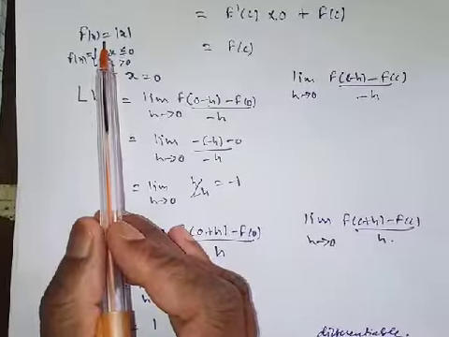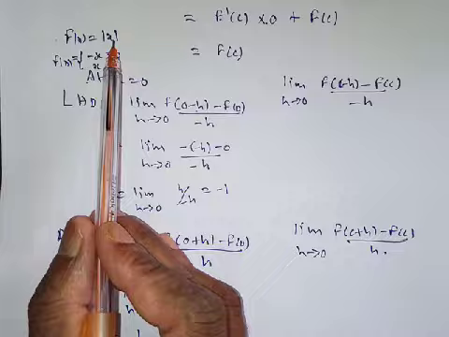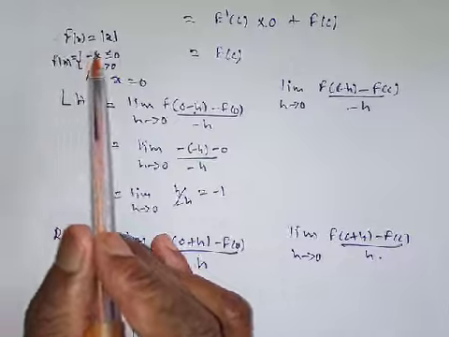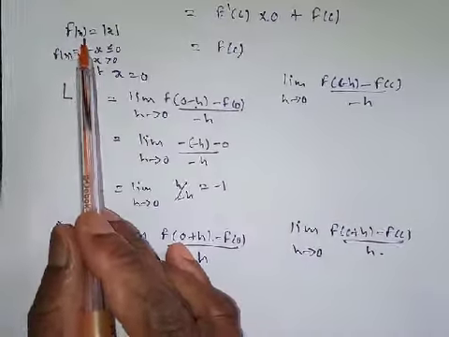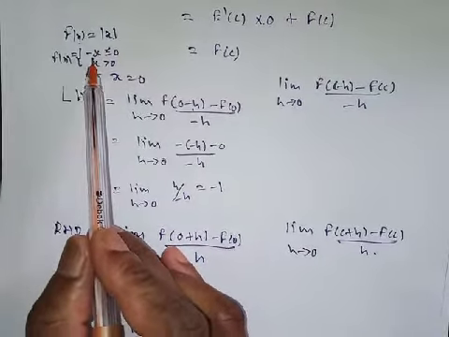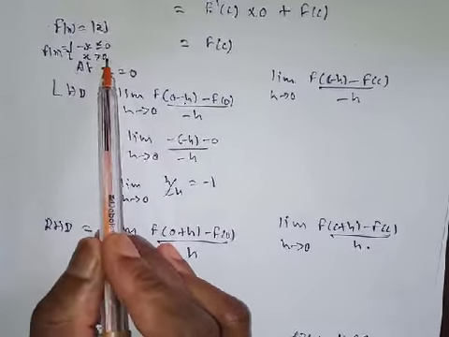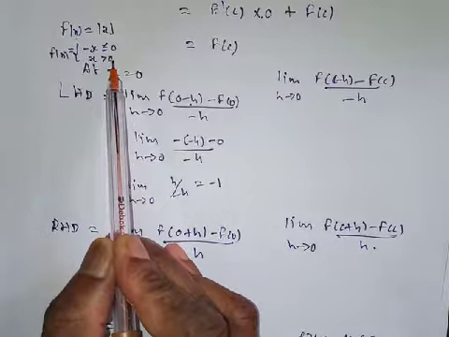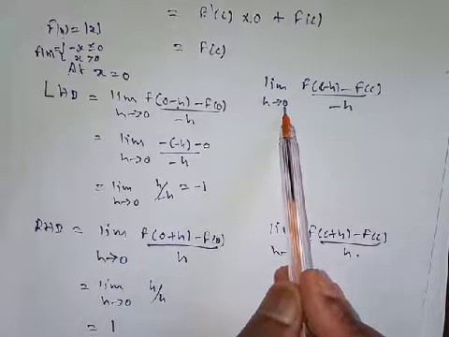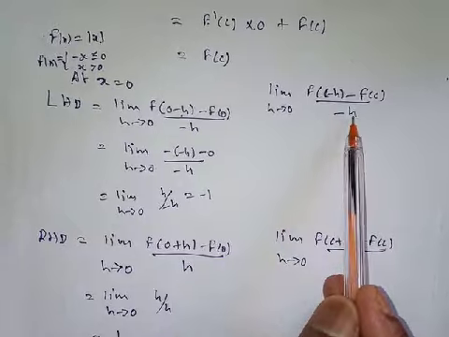Example, I give you, f of x is equal to mod x. The converse is not true means it is continuous but not differentiable. So here I will show you how it is not differentiable. f of x is equal to mod x. So we define that mod x, f of x is equal to minus x when x is less than or equal to 0, and f of x is equal to x when x is greater than or equal to 0. What we have, LHD is limit x tend to 0, f of c minus h minus f of c upon minus h.